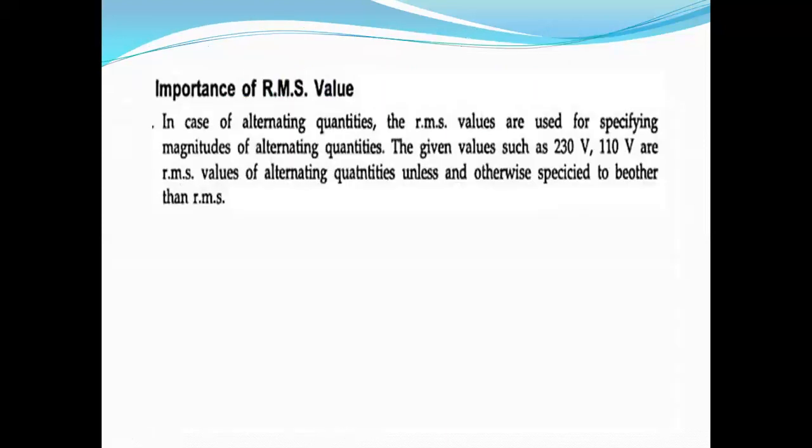Now, what is the importance of the RMS value? In case of alternating quantities, the RMS values are used for specifying magnitudes. The given values such as 230 volt, 110 volt are RMS values of an alternating quantity unless otherwise specified to be other than RMS value. So remember that RMS values are always expressed like this, and the household supply, whatever we measure at 230 volt, is nothing but the RMS value.